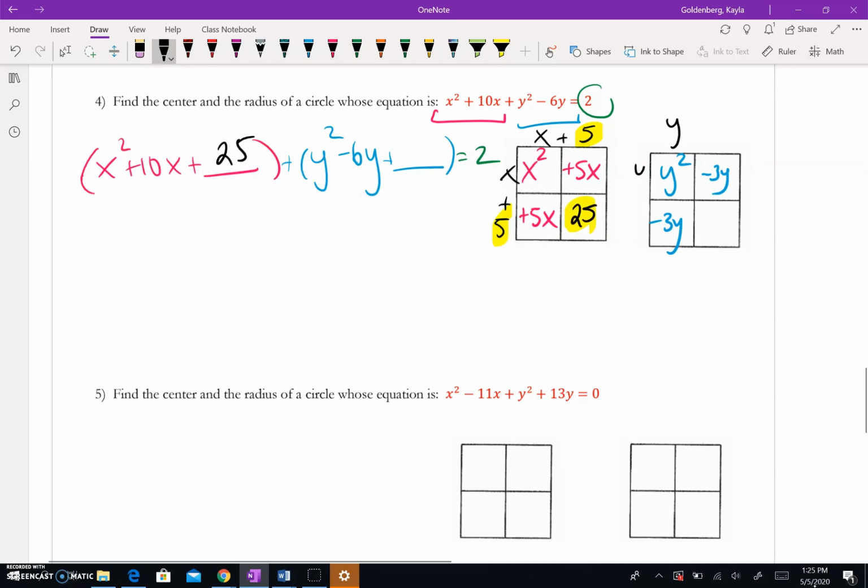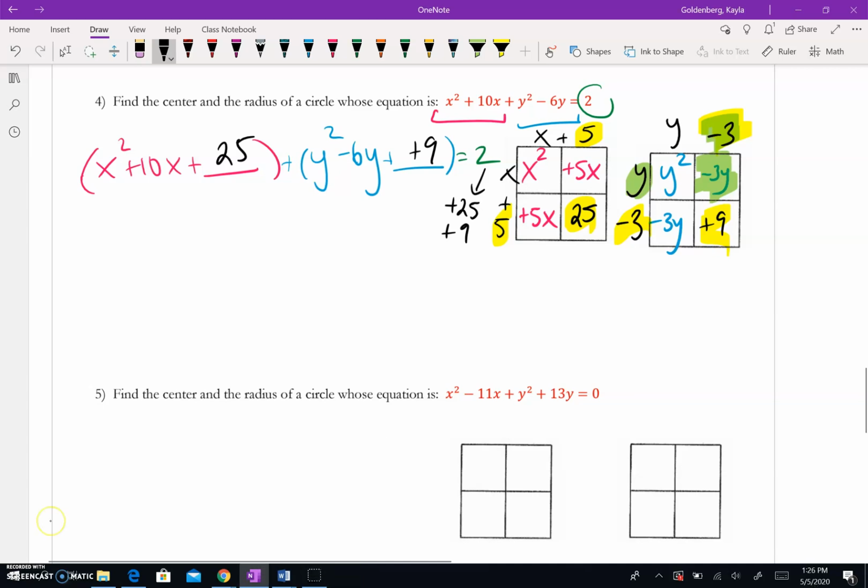Same kind of idea for the other one. We're going to have y's, minus 3 and minus 3, because just a quick double check, a y times a negative 3 does make negative 3y. You're going to use your two negative 3's to get your bottom chunk here. Two negatives make a positive 9. That's 9. Now remember, you want to add 25 to the right side and add 9 to the right side as well, because you want to keep your equation balanced.